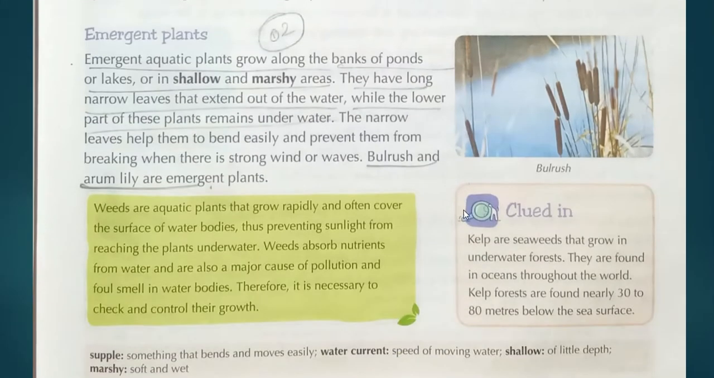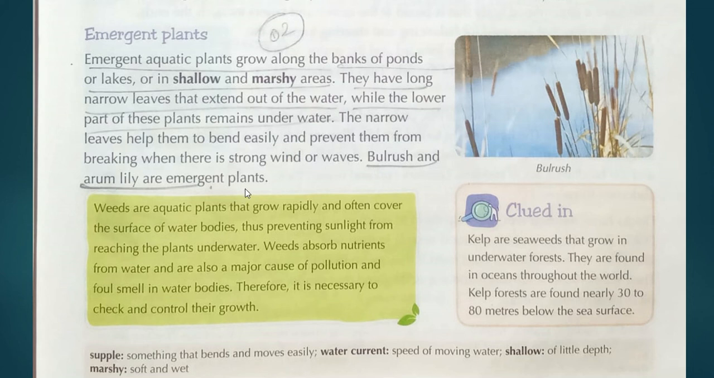Next in this topic we will learn newly about emergent plants. Now what are emergent plants? Emergent aquatic plants grow along the banks of ponds or lakes or in shallow and marshy areas. They have long narrow leaves that extend out of the water while the lower parts of these plants remain underwater. The narrow leaves help them to bend easily and prevent them from breaking when there is strong wind or waves. Bulrush and arum lily are emergent plants.